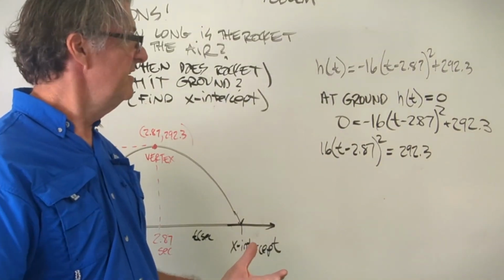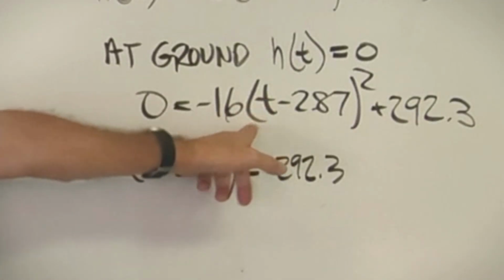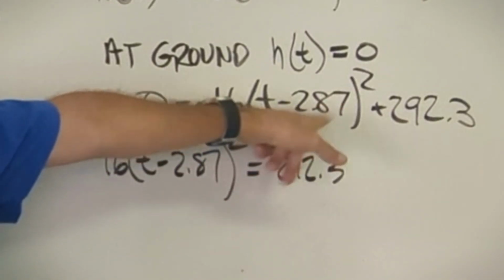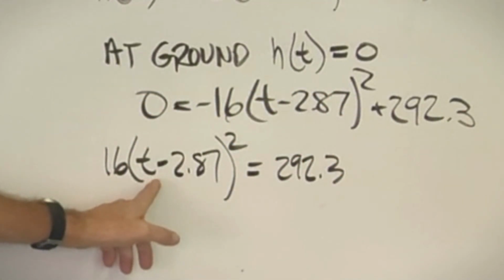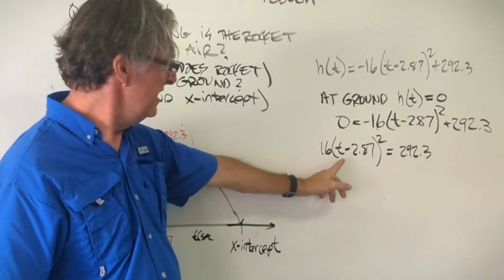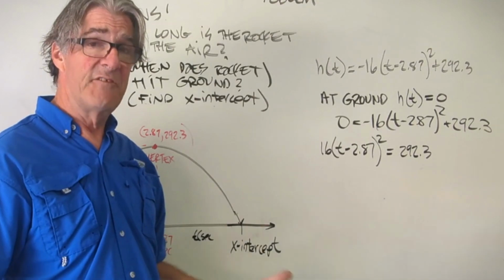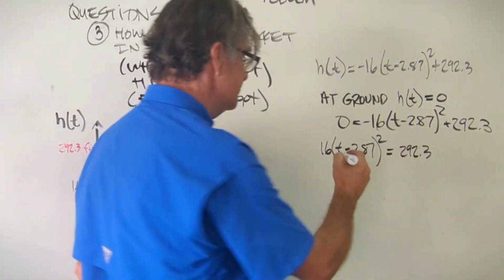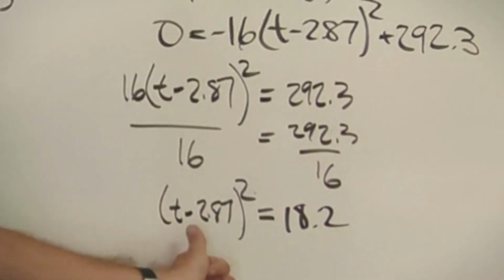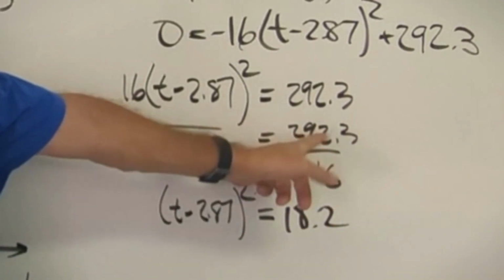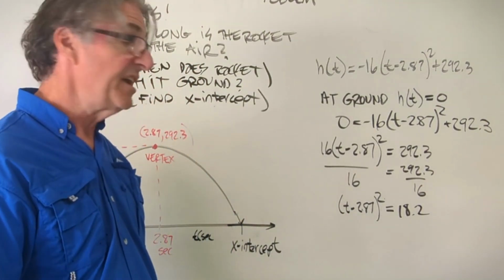So the first thing I did is I like to work with positive numbers if I can. So I just moved the negative 16(t minus 2.87) squared to this side, which made it positive. Remember, I'm trying to get t alone. It's still buried inside this parenthesis with a squared and a 16 on the outside. My first step is going to be to divide through by 16. So when I do that, I end up with just my (t minus 2.87) squared, and 292 divided by 16 gives me 18.2. Now I'm ready to take a square root.